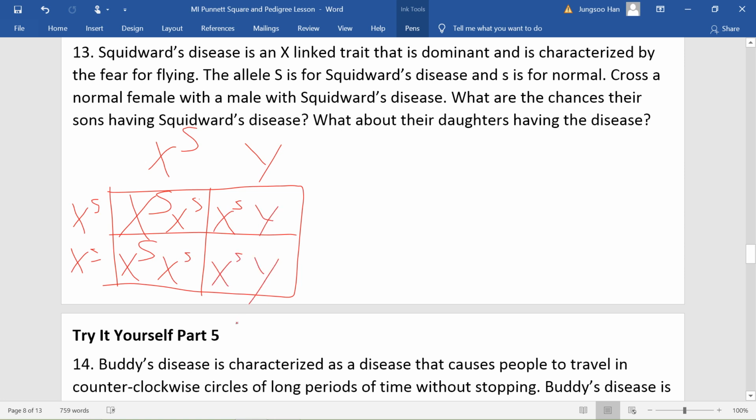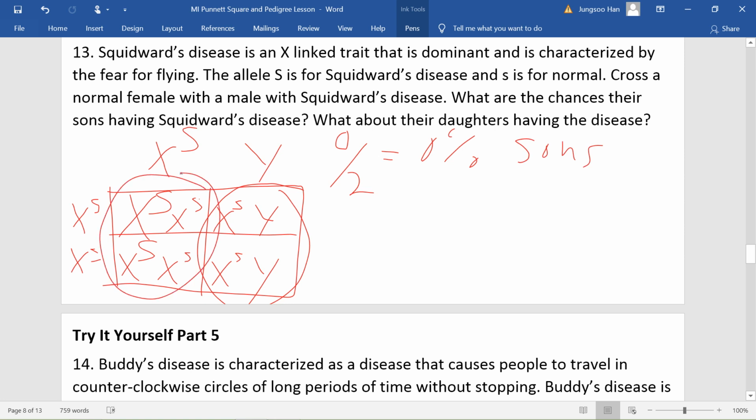Okay, so if you look at in this case, what are the chances of sons having Squidward's disease? So the sons on this side, X little s, that means normal, right? And then they have the Y sex chromosome. So 0 out of 2 is equal to 0% for the sons having Squidward's disease. Okay, daughters are on this side.